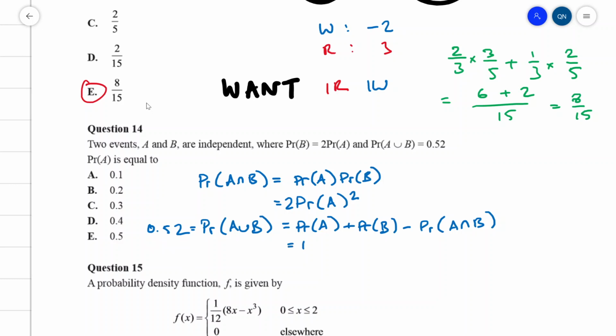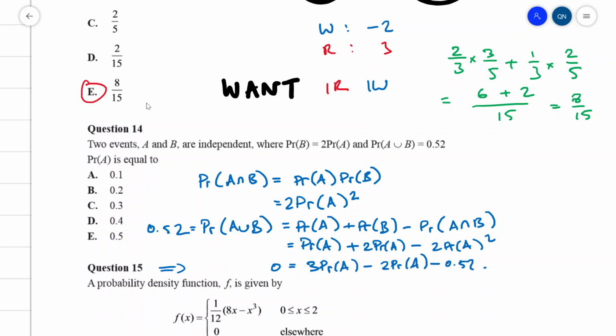So let's rewrite this. So this is P(A) plus P(B). We know P(B) is twice P(A). And minus the probability of the intersection, which is 2P(A), but squared. Okay, but this gives us the equation 0 equals 3P(A) minus 2P(A) squared, and then minus 0.52. Actually you can put the 0.52 on the other side, doesn't really matter.